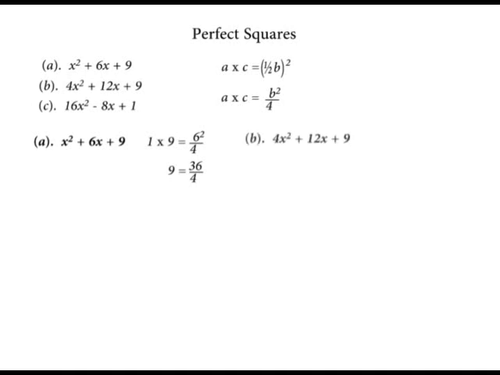The second one, a is 4, c is 9, and b is 12. 4 times 9 should be equal to 12 squared over 4, and that is true.